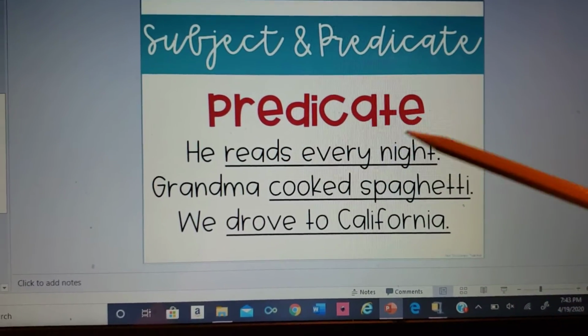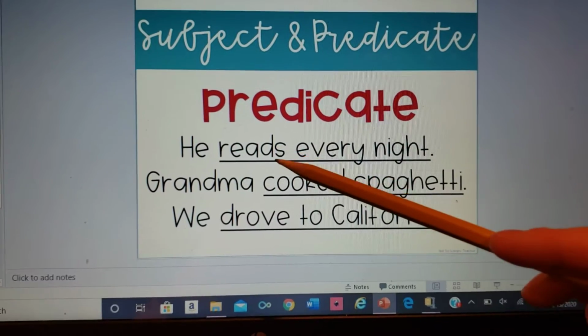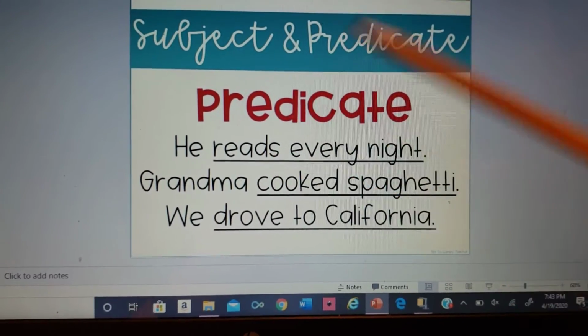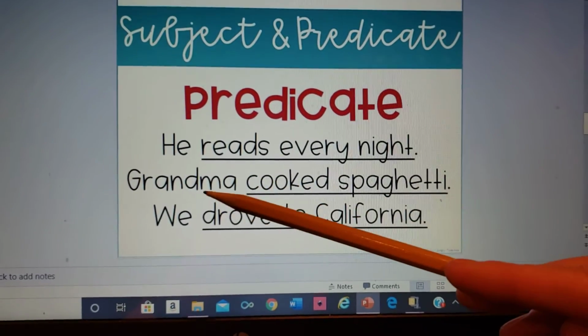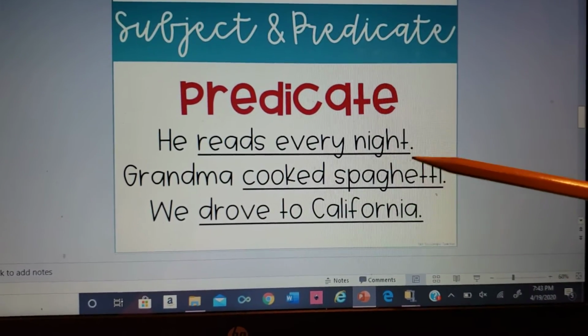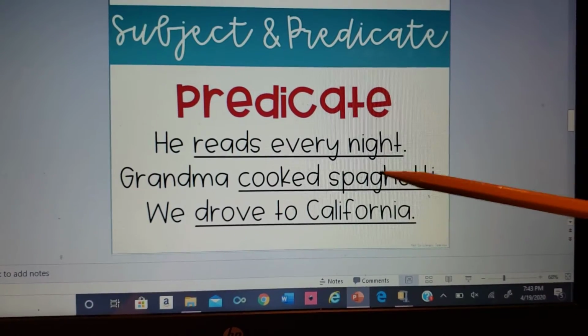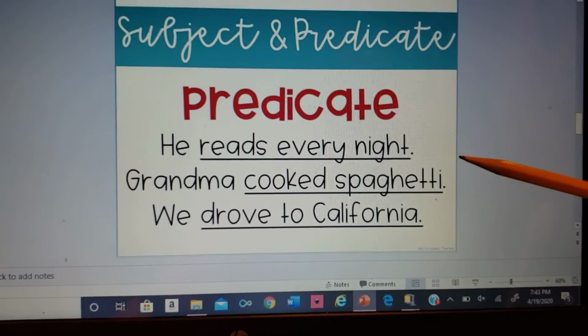The predicate has to include the verb. What is the verb? The verbs show action. He's reading. Okay, he reads. So let's look at the next sentence. Grandma cooked spaghetti. All right, what is the predicate of the sentence? The predicate is going to tell what is happening.